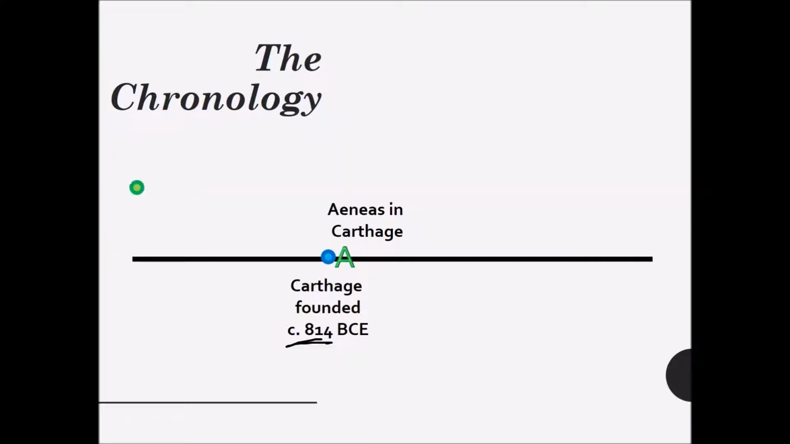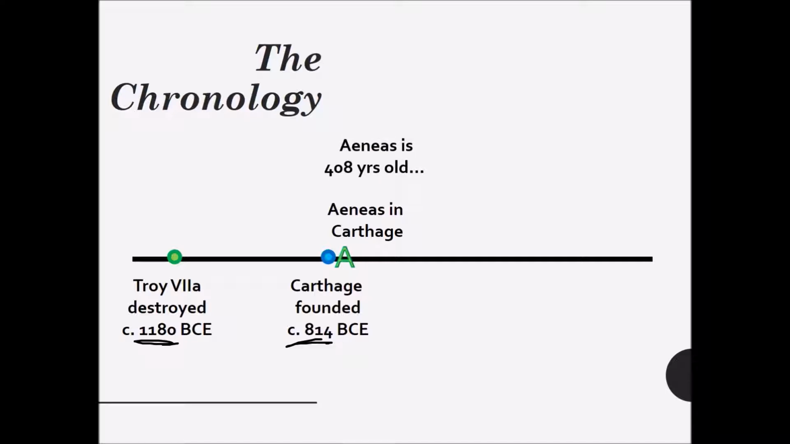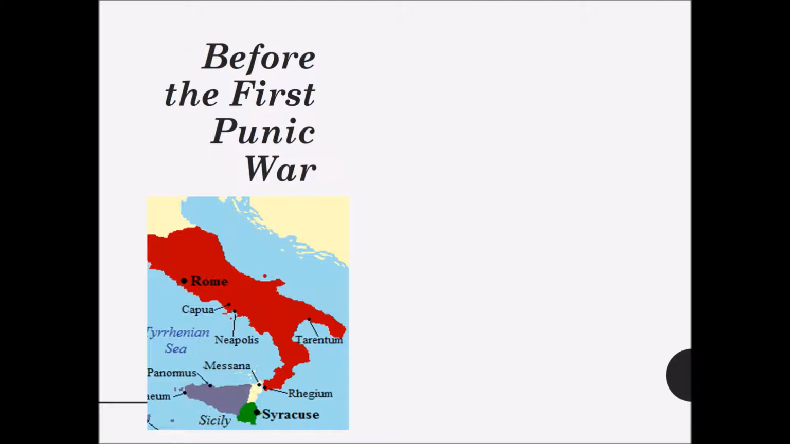However, Aeneas is fleeing from Troy when it's being destroyed, and archaeologically we found the level of Troy, Troy 7a, which was destroyed 1180 BCE. If we do the math, disciple, I find it hard to believe that Aeneas is 408 years old when he and Queen Dido become romantically entangled. All of the chronology aside, let's continue on into the First Punic War.